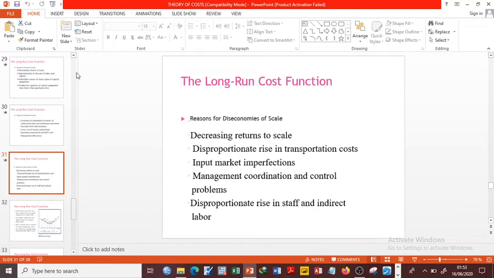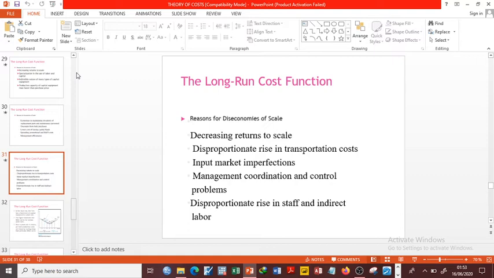Now, what are the reasons for diseconomies of scale? Diseconomies of scale, just like I said, is the same as decreasing returns to scale. I've already explained what we mean by decreasing returns to scale. Here, it means that the cost will be increasing as the output reduces. So, this will lead to diseconomies of scale.